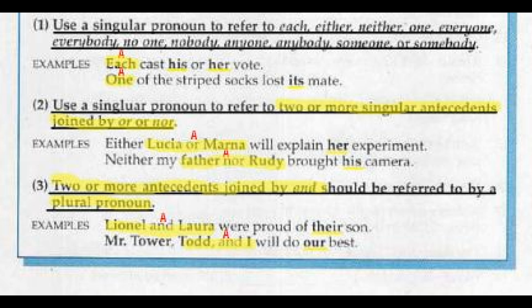Now I need you to underline rule number 2. Use a singular pronoun to refer to two or more singular antecedents joined by or nor. So let's look at the examples. Either Lucia or Marna will explain her experiment. It's not their experiment. Okay, so it's or that makes this a singular match, and so you've got to choose a singular pronoun.